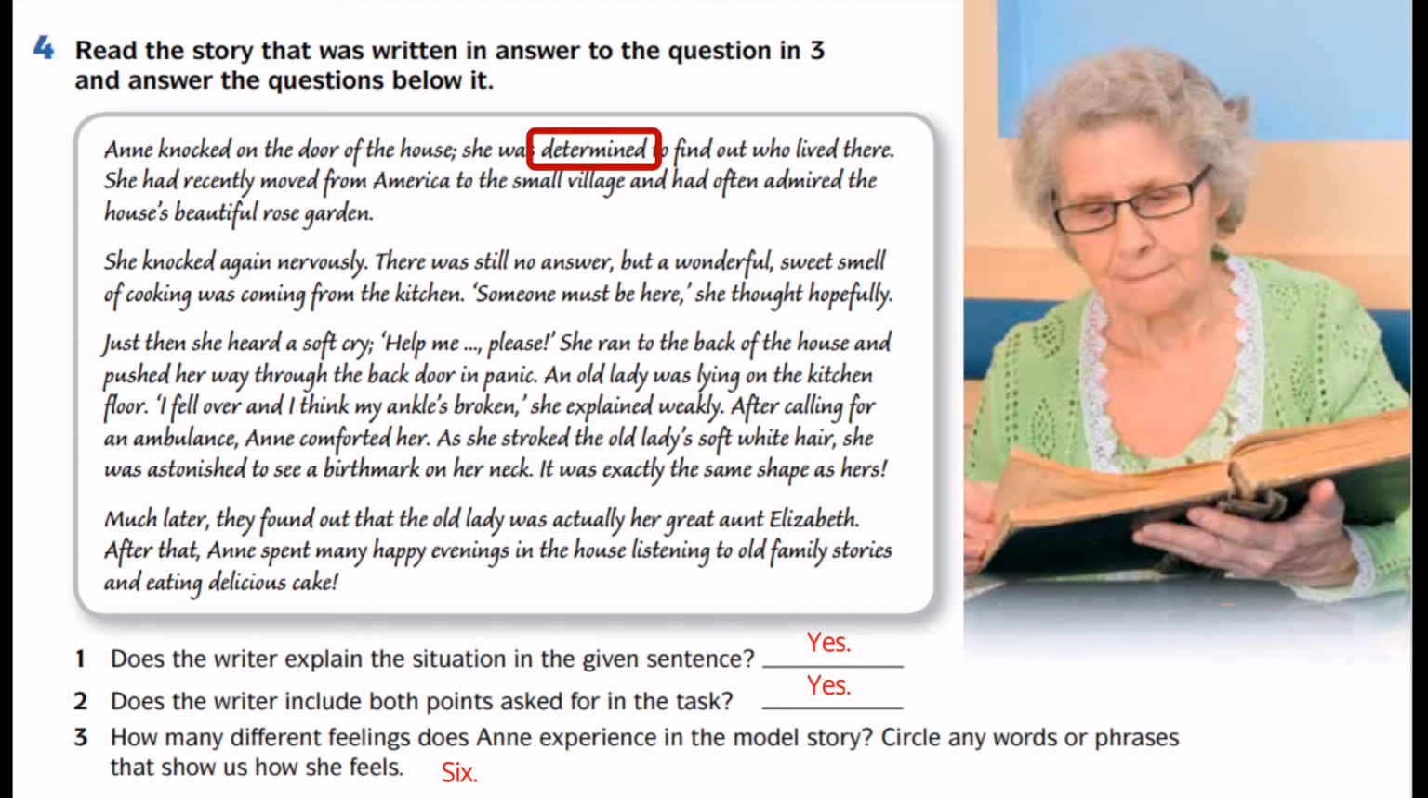Number one, we have she was determined. Number two, nervously. And then hopefully. And then in panic. And then she was astonished. And last one, she was happy. Okay. So those are the different feelings that Anne experienced in the model story. Those are the words or phrases that show us how she feels. Okay, let's continue.